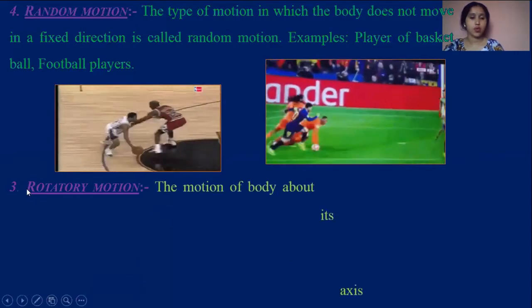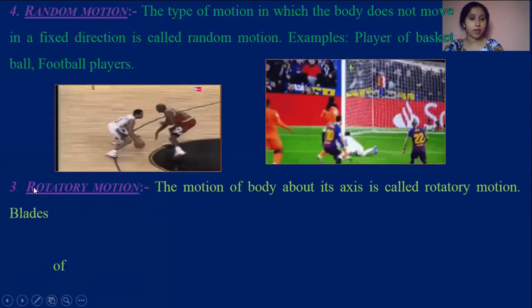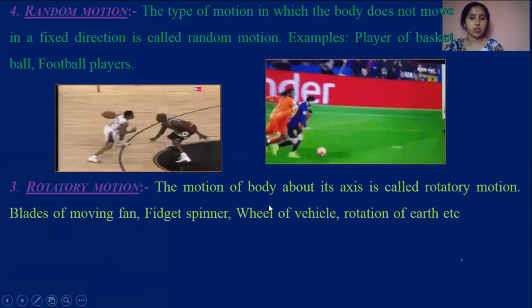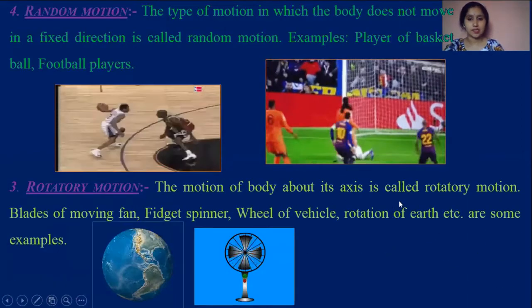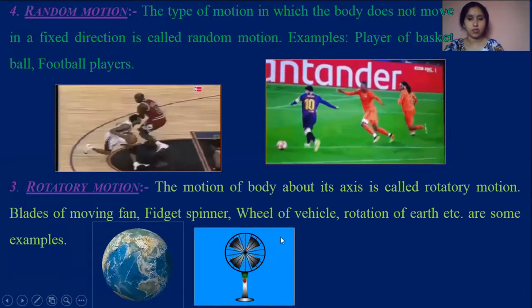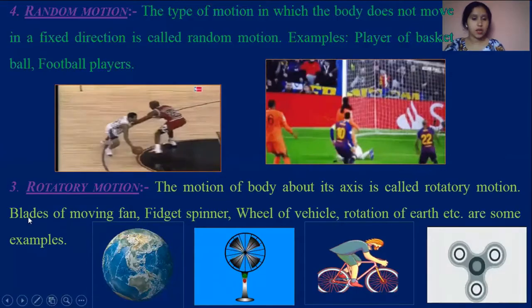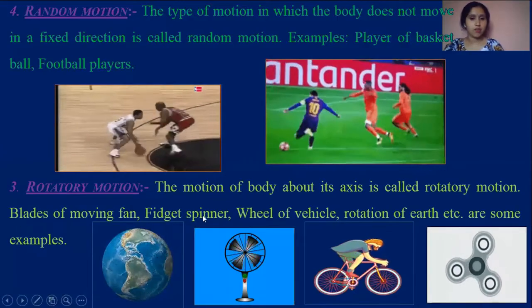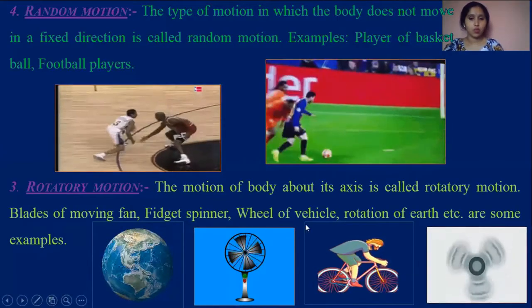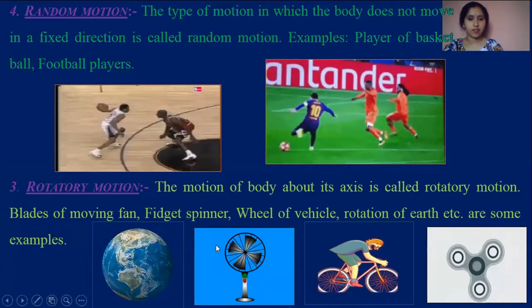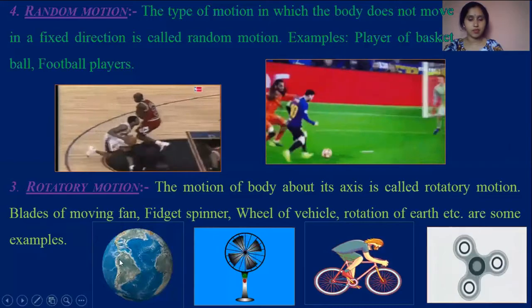And now rotatory motion, it is another type of motion. It is also common. The motion of a body about its axis is called rotatory motion. It means the body moves on its own axis in this type of motion, like blades of a moving fan, fidget spinner, wheel of a vehicle, rotation of earth, etc. There are figures of some examples for this.